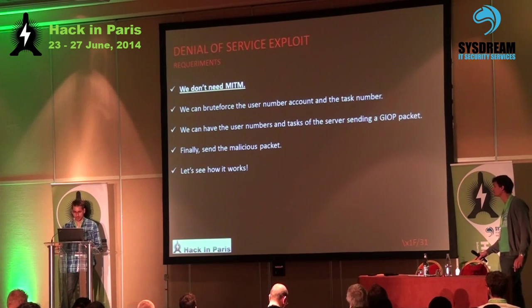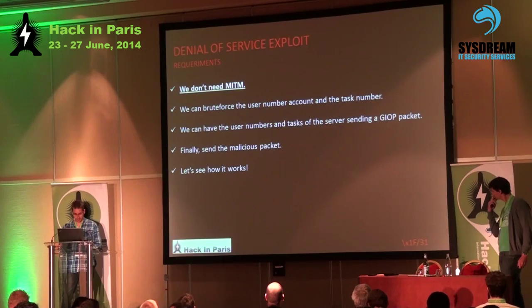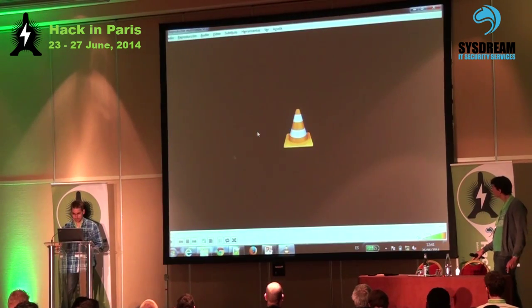The last demonstration video of our last exploit: again, we don't need man in the middle. We can brute force the user number account and the task number. We'll see in the demonstration video what this is. And we can get the user numbers and task numbers of the server by sending a geo packet without any authentication. And finally, we just need to send them a malicious packet. Let's see how it works.